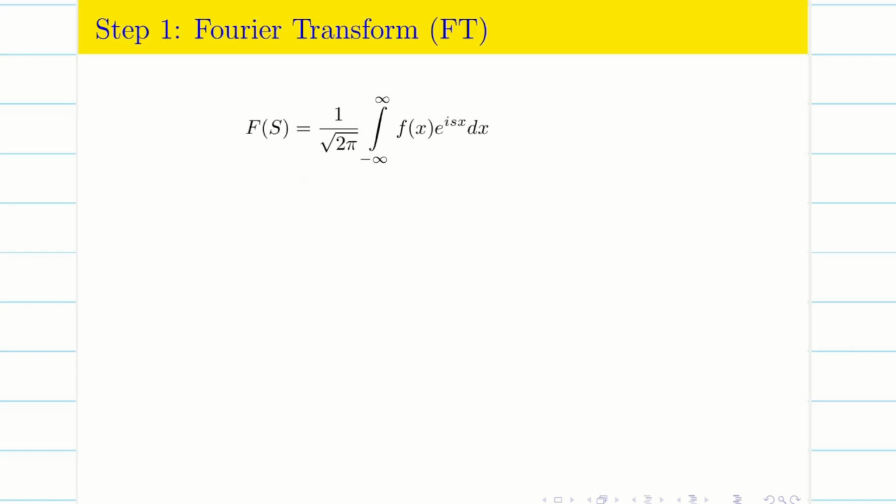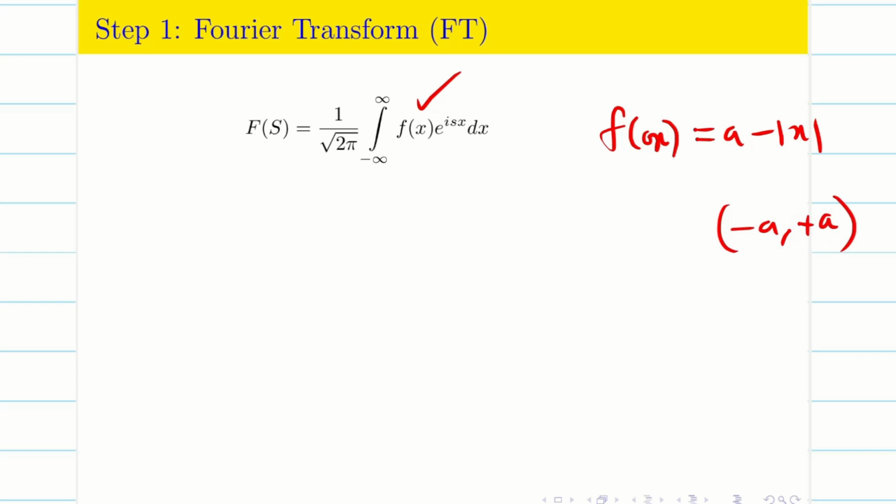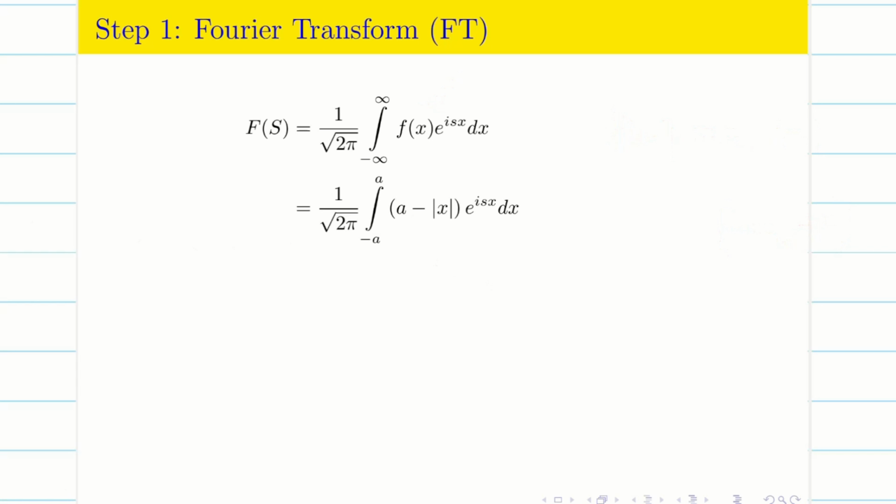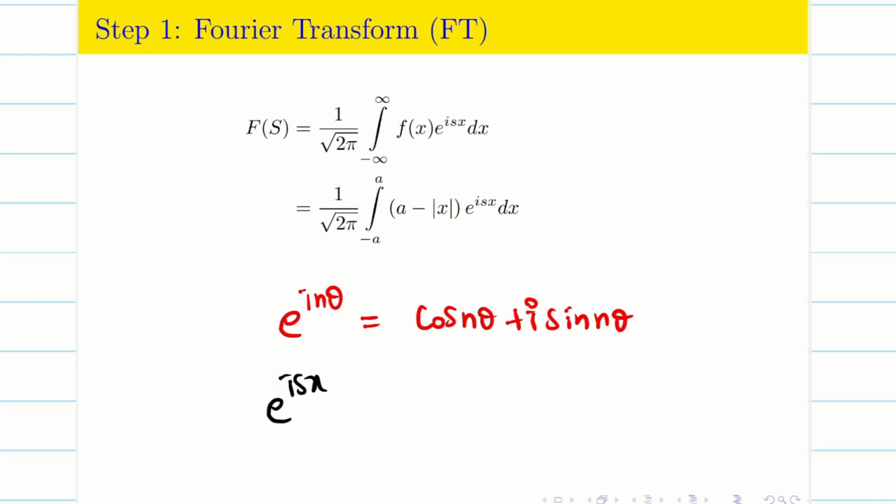First write the Fourier transform formula. My f of x is going to be a minus mod x in the interval minus a comma plus a. So I can write it like this. But it is very tough to integrate this function. So we recall the formula e power i n theta is equal to cos n theta plus i sin n theta. Here we have e power isx, so cos sx plus i sin sx. I am going to replace e power isx by this.